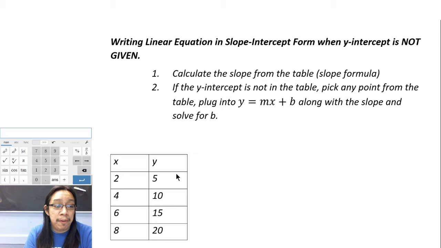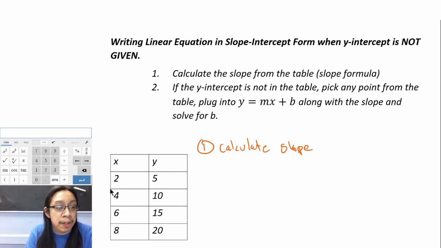We have a table, x and y. We have the points 2, 5, 4, 10, 6, 15, and 8, 20. So what kind of things do we have to do in order to start writing our equation in y equals mx plus b, slope-intercept form? Well, first things first is that we need the slope. The slope is going to be the key to everything. So that's going to be our first step, is that we want to calculate slope.